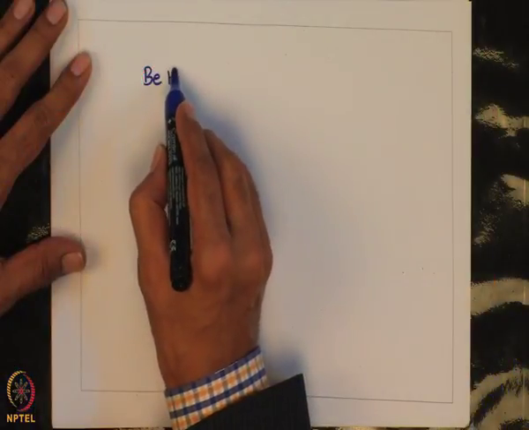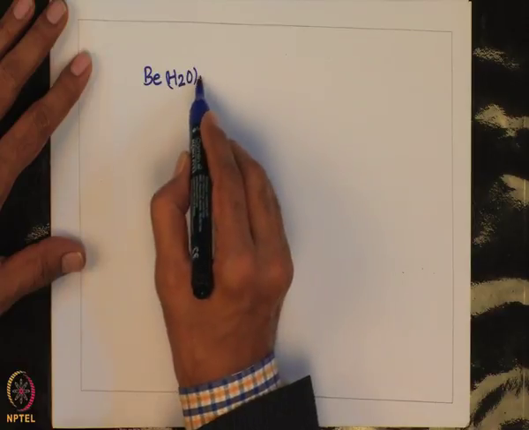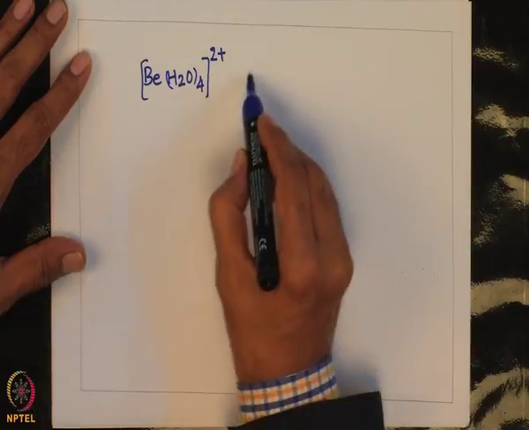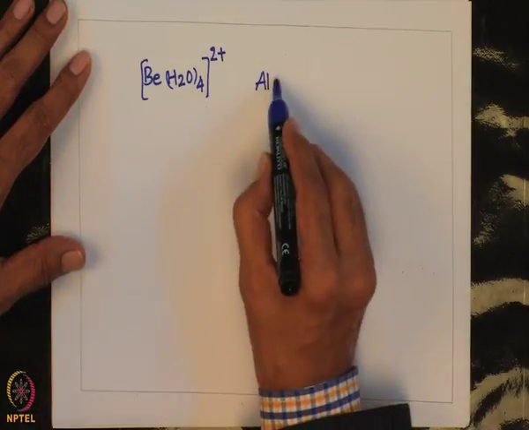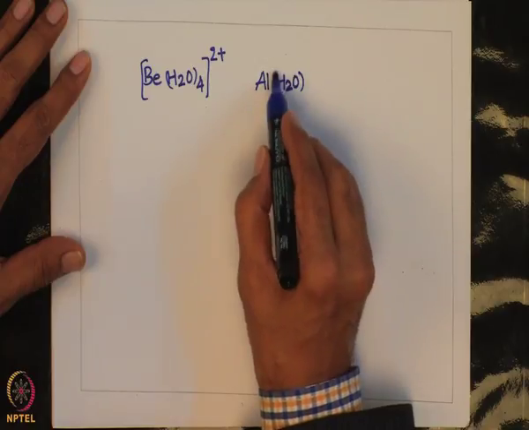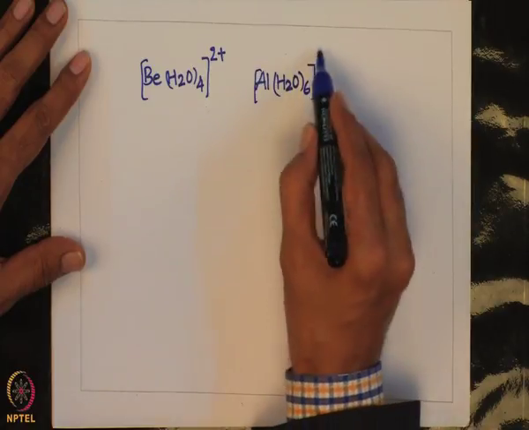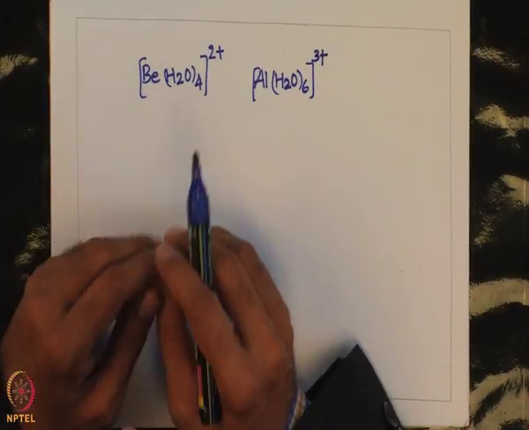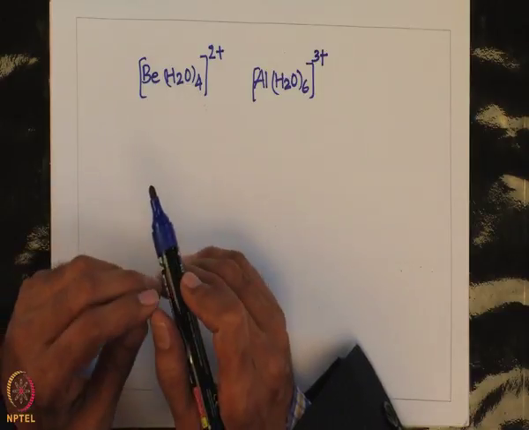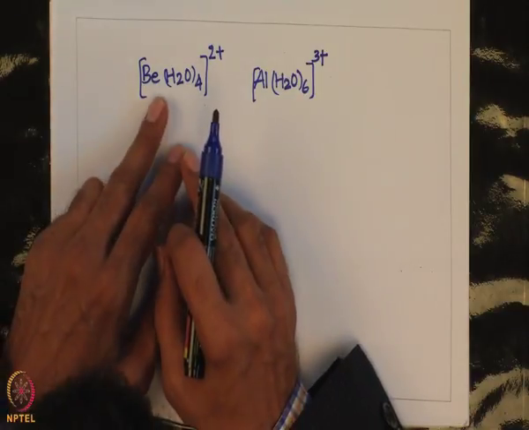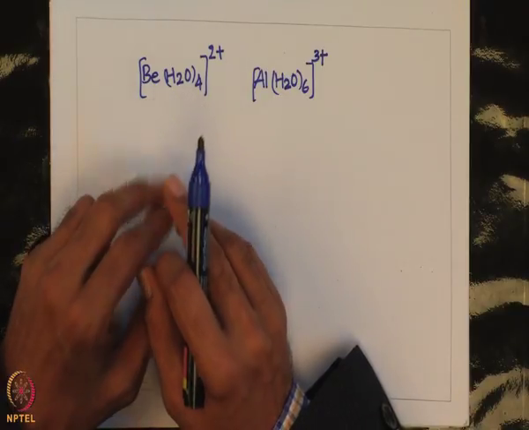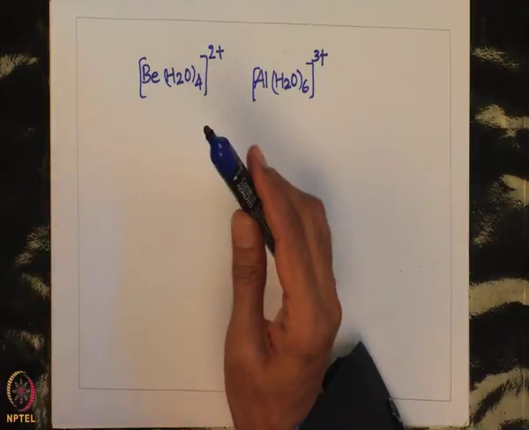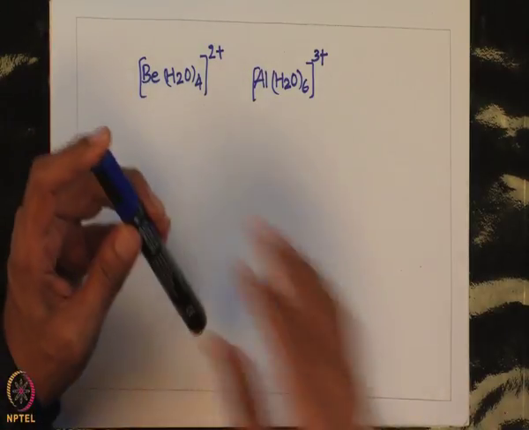Hydrated beryllium ion, that is tetraaqua beryllium 2 plus, is very similar to hydrated aluminum, and both are acidic in nature as a result of the high polarizing power of the small highly charged beryllium 2 plus ion, which results in hydrolysis. The other hydrated group 2 cations are not acidic owing to their lower charge densities.